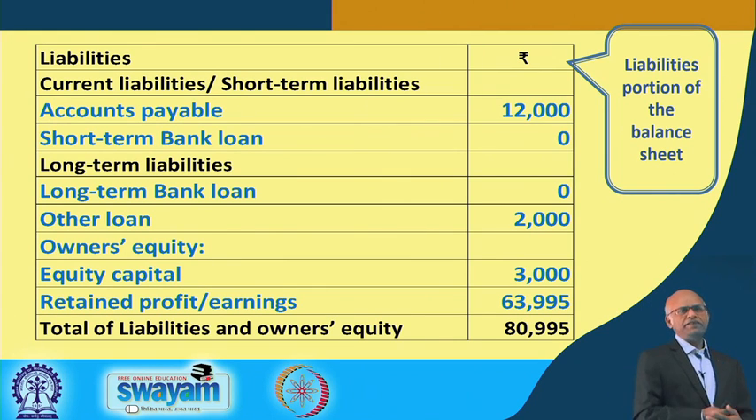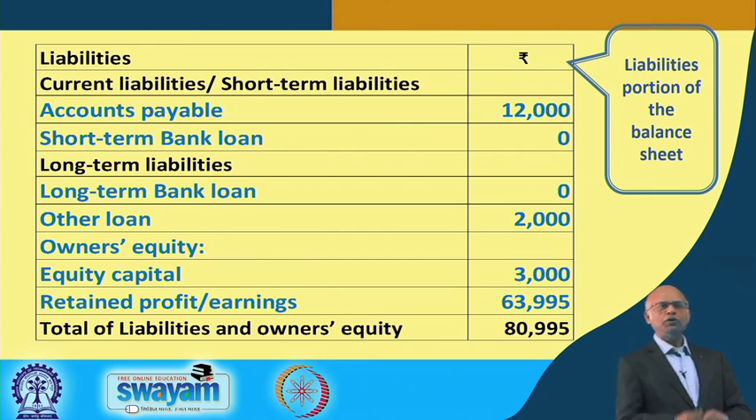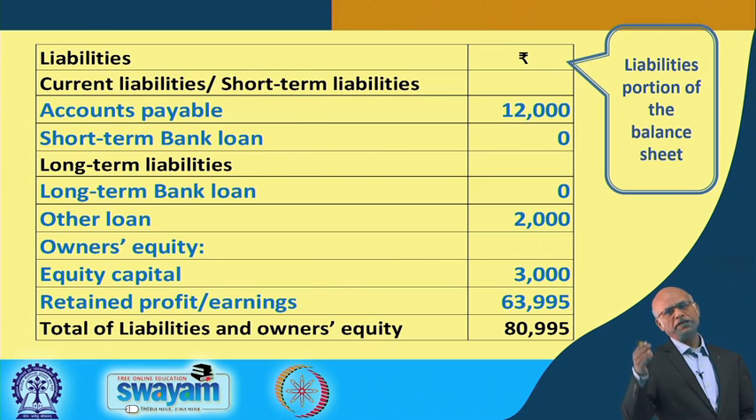So, then retained profit. See, retained profit is earlier year there was no retained profit, because you have eaten away everything. You made 15,000 rupees of profit, 12,000 is gone, 3,000 rupees you have invested in the business now. So, 3,000 rupees is the equity, and you have made a surplus in the profit loss account of 63,995. The same amount should come here.